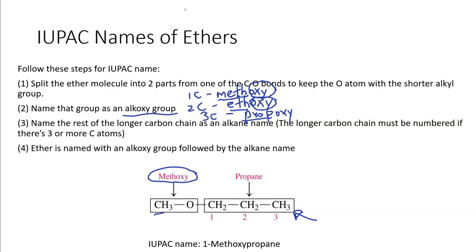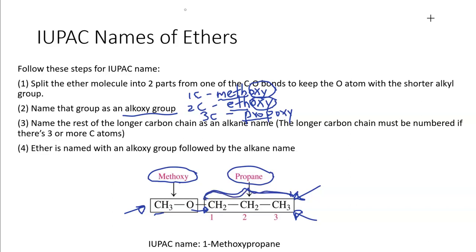Now, the ether has to be named with the alkoxy group followed by the alkane name. So you have to specify the number if the alkane chain contains three or more carbon atoms. Now in this example, you have to start the name with the smaller piece's alkoxy name, which is methoxy, and the rest of the bigger piece will be named as propane, the same name as the alkane name. So the alkane name for three carbon atoms is propane.